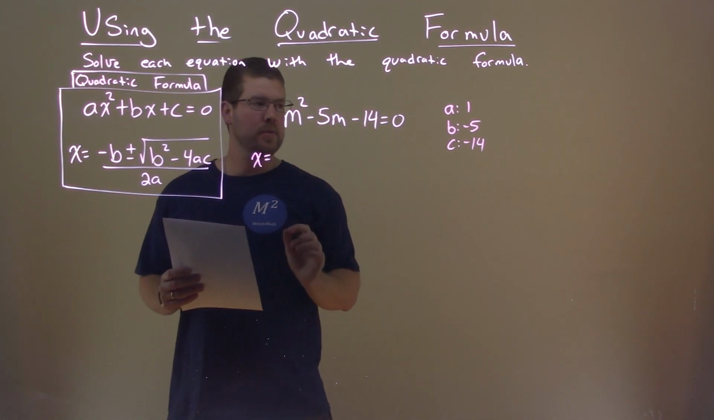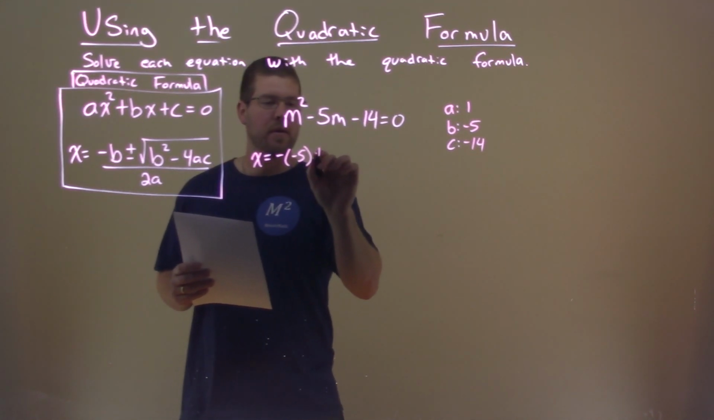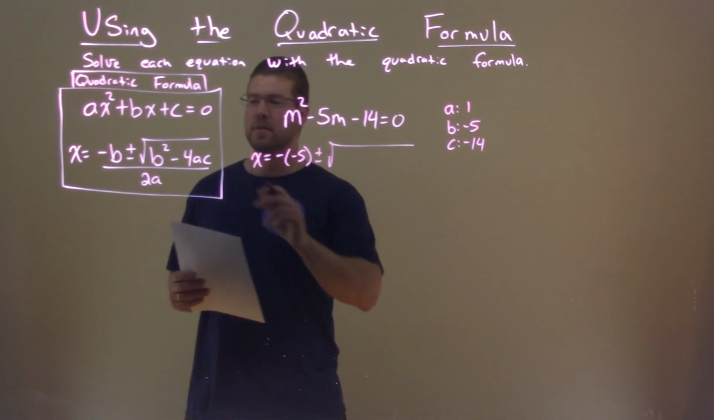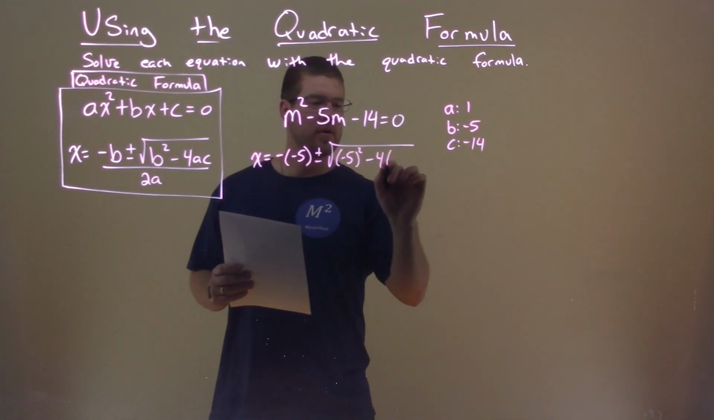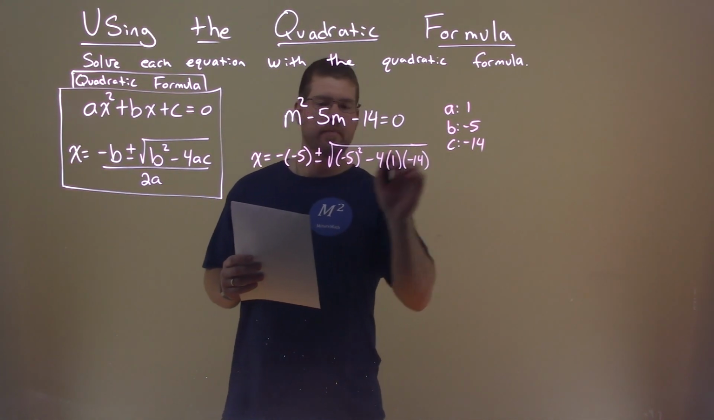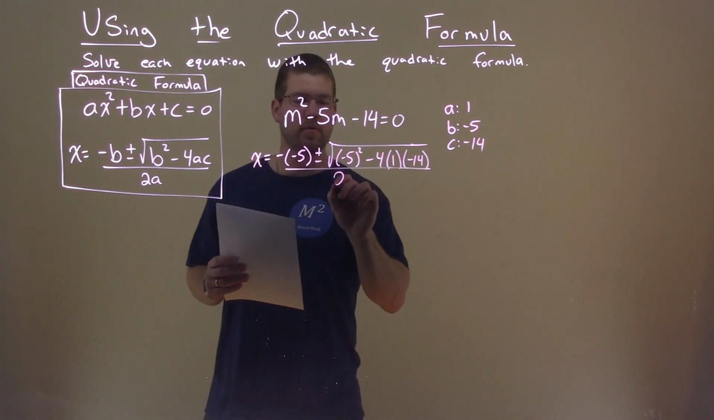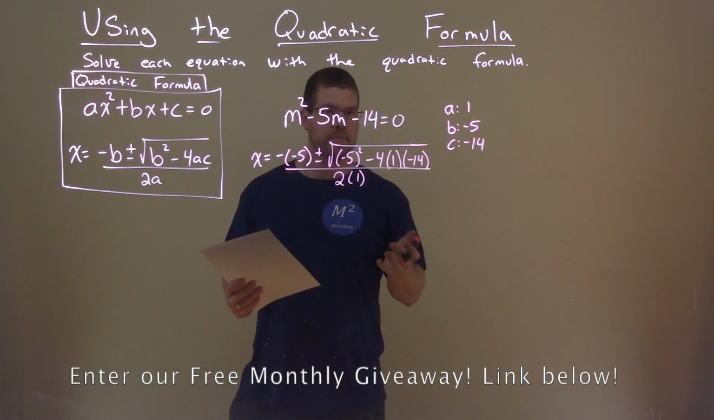So x equals, right, a negative b, which is -5, plus or minus the square root of b squared, so -5 squared, minus 4 times a times c, all over 2 times a. And now we just have to simplify this.